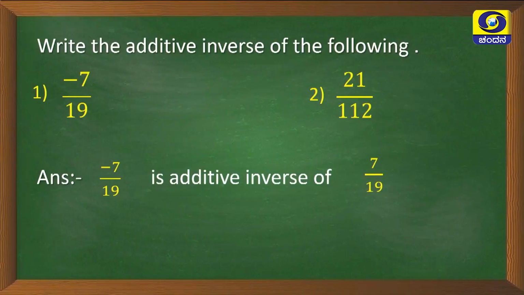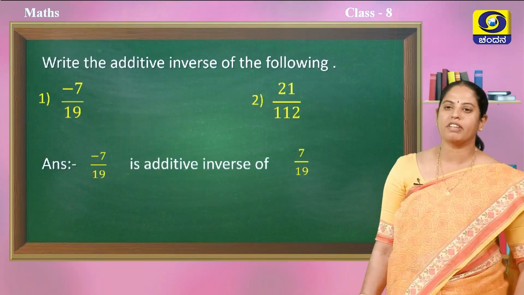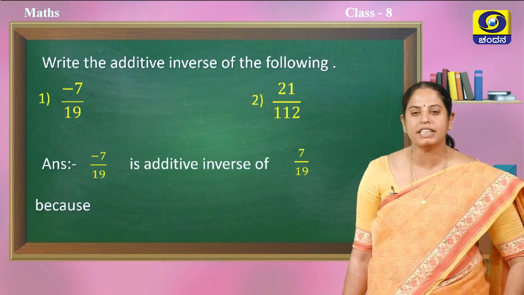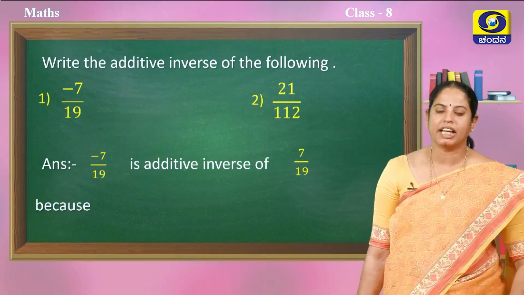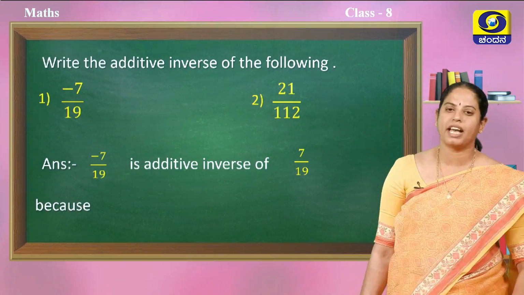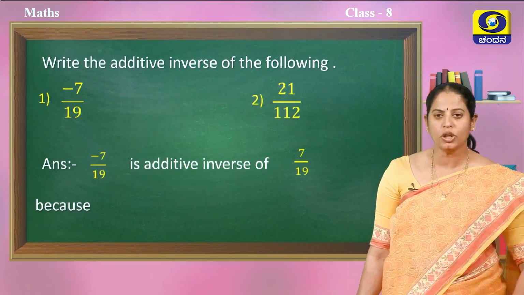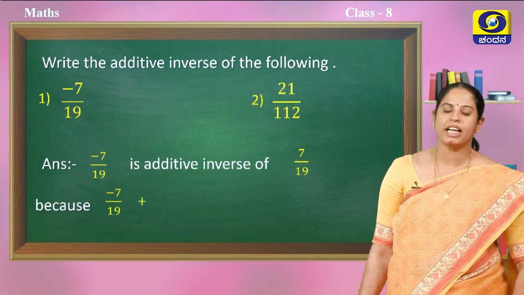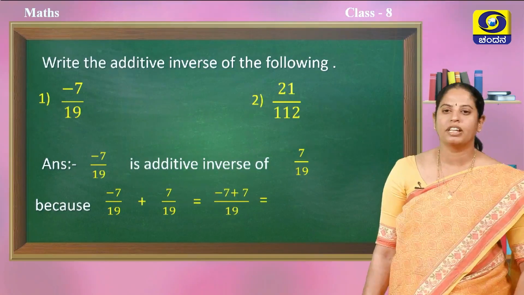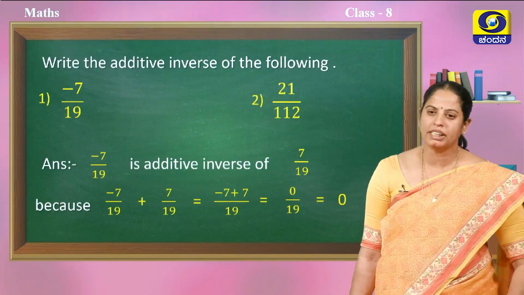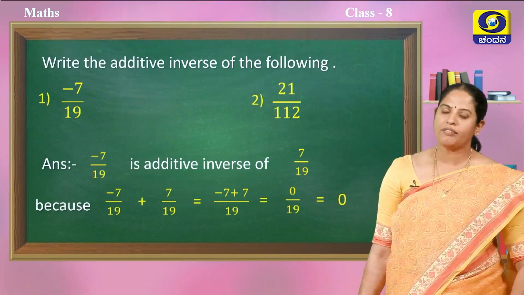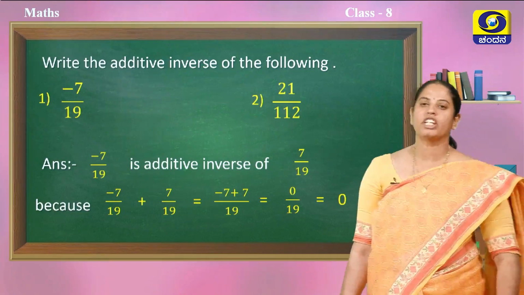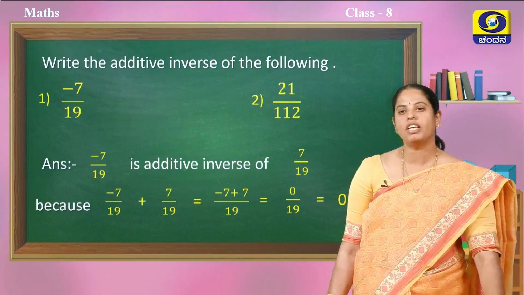Observe here, 7 by 19 is the additive inverse of minus 7 by 19. If I add 7 by 19 to minus 7 by 19, I will get 0 as the answer. So, 7 by 19 is the additive inverse of minus 7 by 19. Okay. In the same way, write the additive inverse of 21 by 112, children.